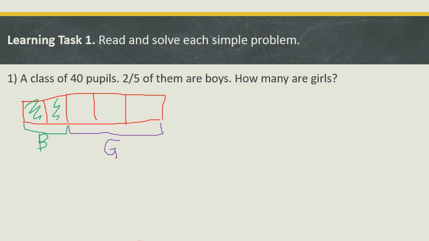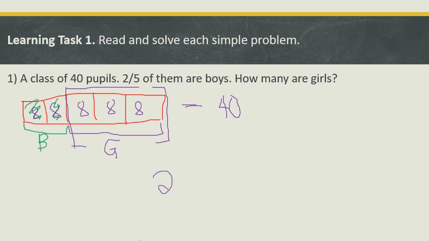So sabi may 40 daw. Ang total daw lahat nito is 40. Eh, 5 hati siya. Ilan kaya kada isang hati yan? So 40 divided by 5 is 8. So kada isang hati is 8. So ngayon kung 8 ang kada isang hati, eh tatlo dyan sa hati na yan ay girls. Ilan kaya lahat yung girls? 8 plus 8 plus 8 is 24. So, ibig sabihin, there are 24 girls.